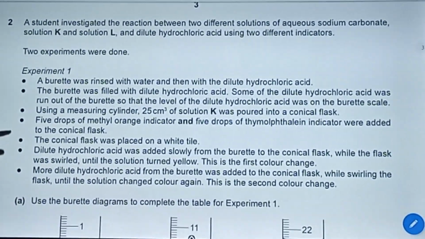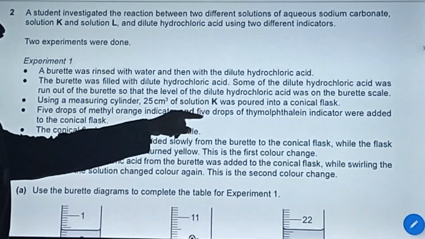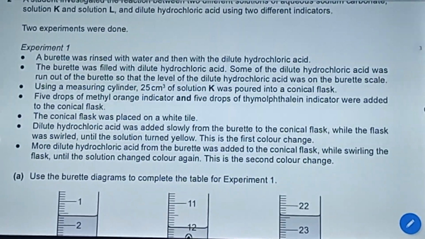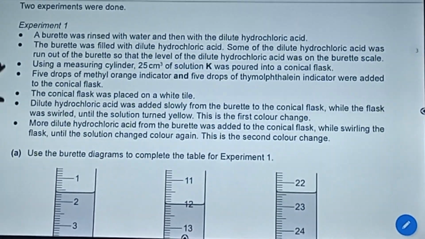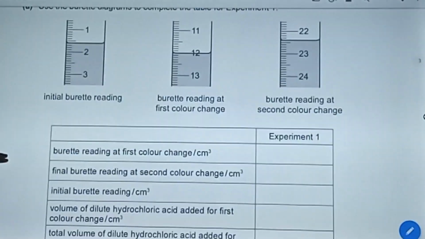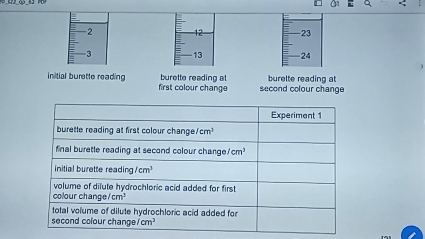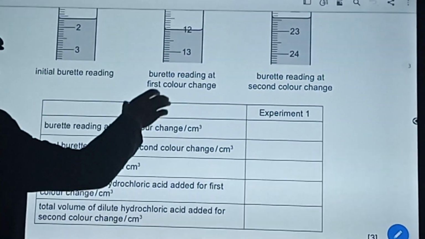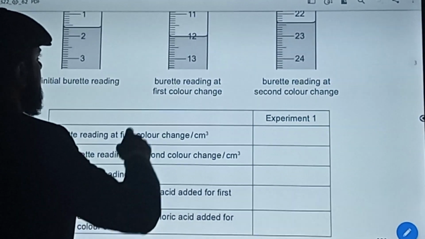Now he is taking 25 cm³ of K in the measuring cylinder and then titrating it with the hydrochloric acid, which is in the burette. Just read these instructions, and I'm jumping directly to the completion of the table. He says the burette reading at first color change. So this is the burette reading at first color change. It could be this 11.